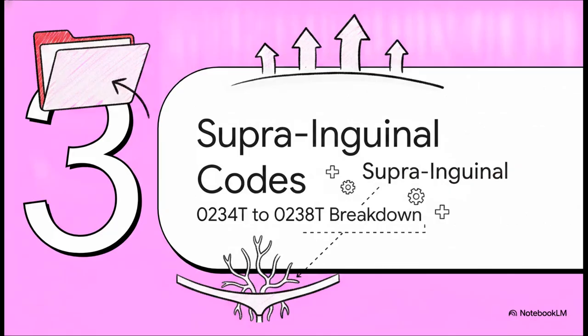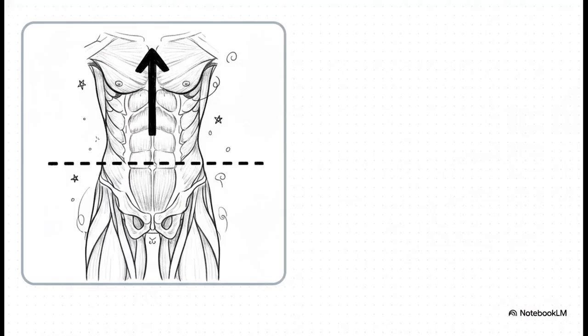All right, Section 3, the suprainguinal codes. Let's break down codes 0234T through 0238T. Coders, you'll want to pay super close attention here because you cannot mix these 2 code sets up. There's a hard geographic split in the body when it comes to this. If the atherectomy is performed below the inguinal ligament, meaning down in the legs, you use one specific set of codes. But if the procedure is suprainguinal, meaning above the inguinal ligament and not in the legs, you must use CPT Category 3 codes 0234T through 0238T.